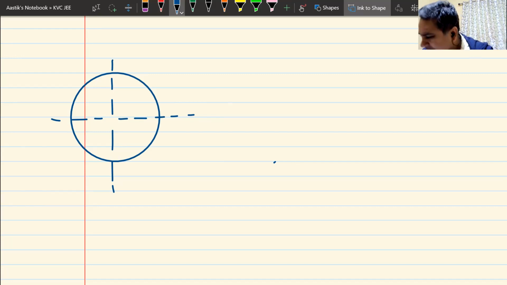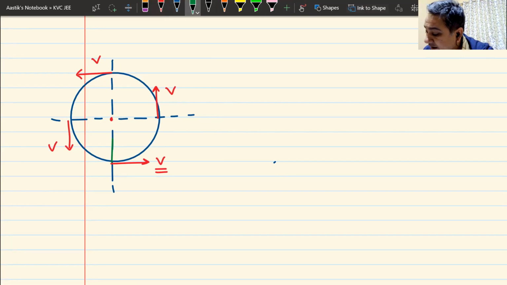But I will just give you a brief idea. In circular motion, the particle moves like this. And if the speed v is constant, it is known as uniform circular motion. Now in this circular motion, we have an acceleration which is always pointing towards the center, and that is known as centripetal acceleration.